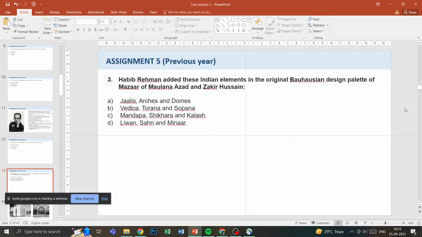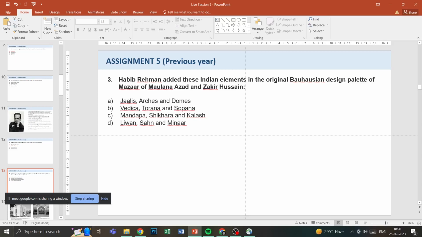So Habib Rahman studied at MIT and he came to India with his modernist ideologies, specifically influenced by Bauhaus. So in most of his works it was evident that he was following the Bauhaus design palette completely, with facades and linearity and experimenting with geometrical shapes. However, in some of his works, including the Mazar of Maulana Azad and Zakir Hussain, he added a few Indian elements along with his Bauhausian style of architecture.